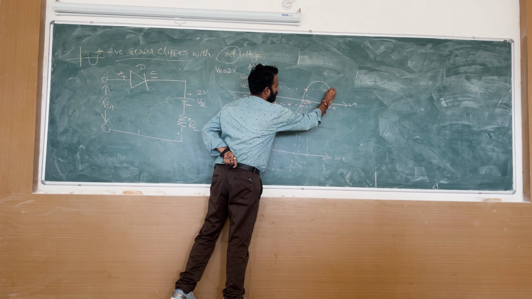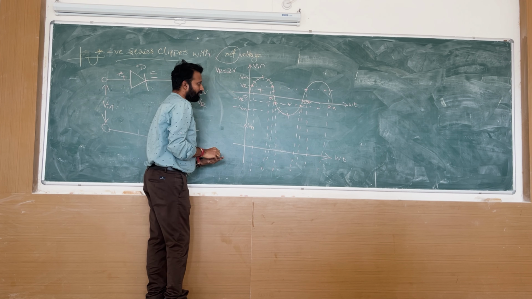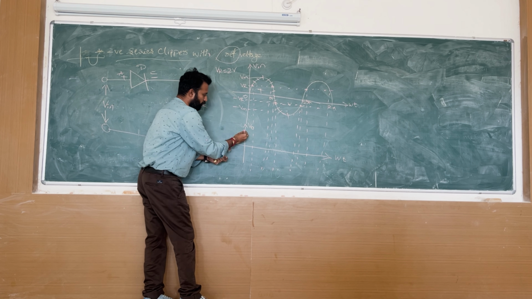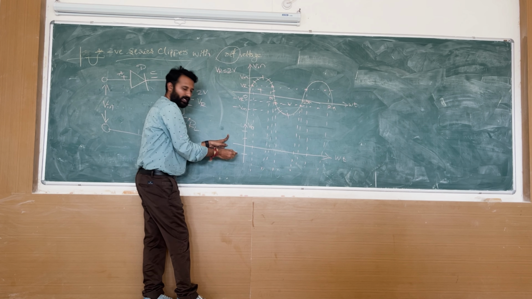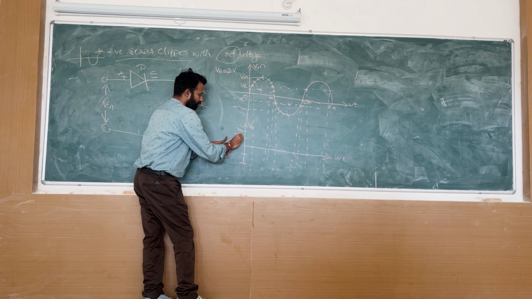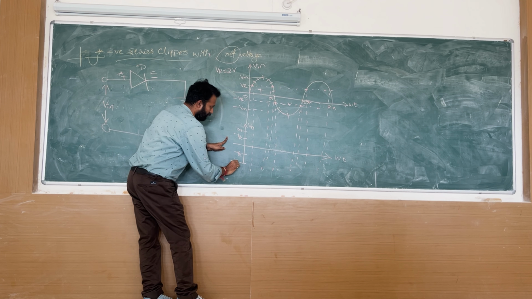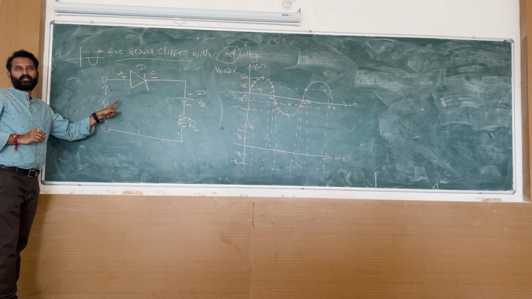And here it is. Clear? Understandable? Yes or no? So while drawing the output, mark it as Vm, Vr, minus Vr, minus Vm. Vm, plus Vr, minus Vr, minus Vm. Done, understood? Now I will go directly to the cases.